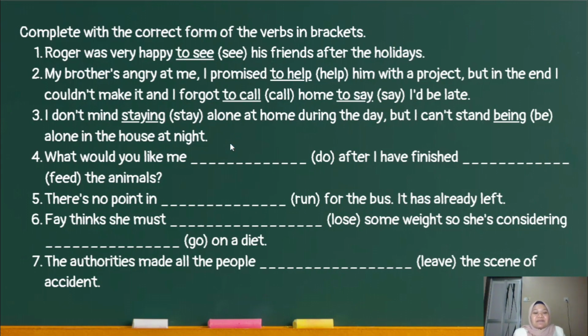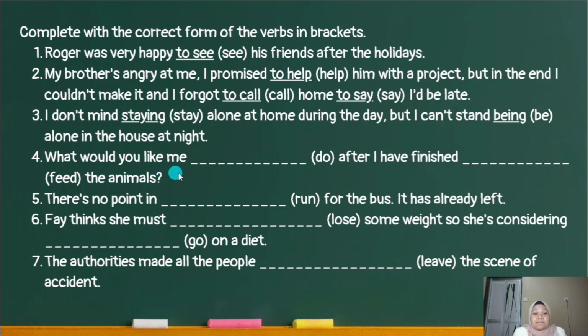Yes, clever. Why gerund? Because after the root word of the verb, you are adding ing, as well as for the be, which you are adding ing. That's good. I can see that you are clear enough with my explanation earlier. Okay, let us proceed with number 4.